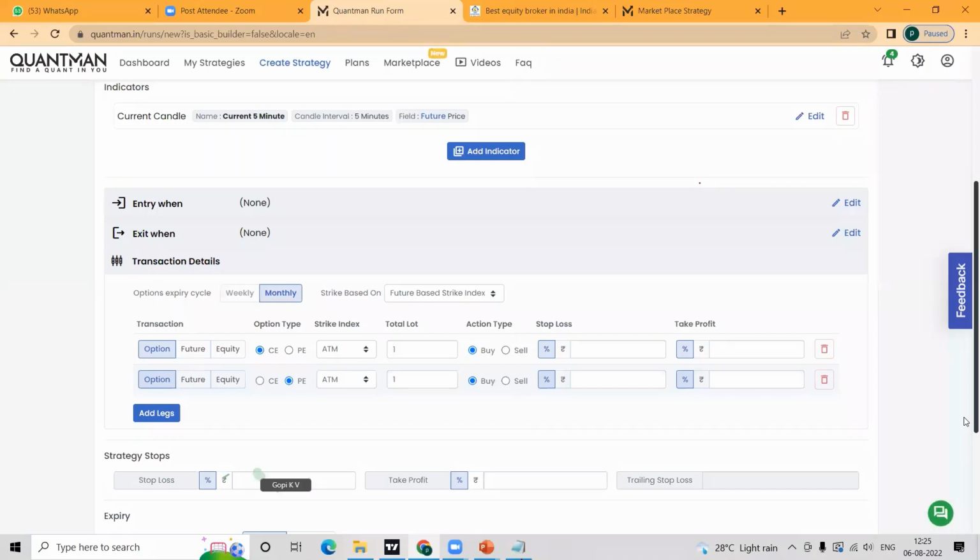Is it possible to have only one call at a time without taking the put option if you see the market is going uptrend? Yes, you can do that, but the problem is you have to define the logic, because if price is above super trend, then you are going to take the call options.